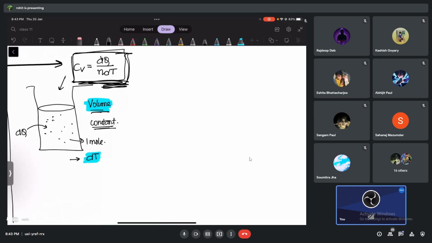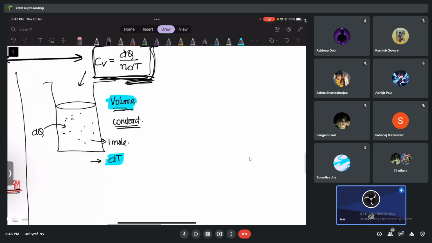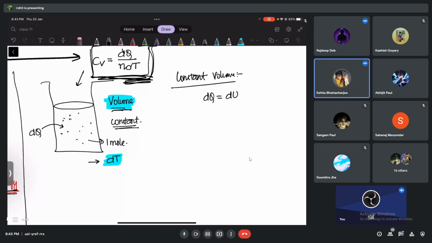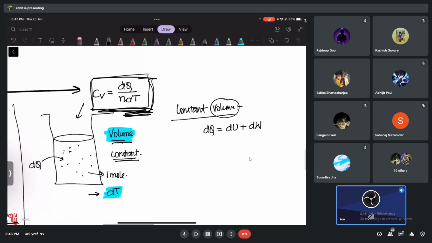What is the first law of thermodynamics? I'm talking about constant volume first of all. Please tell me what is the first law of thermodynamics. dQ must be equal to dU plus dW. When the volume is constant, we already know dV will be equal to how much? Zero. That means work done will also be equal to zero.